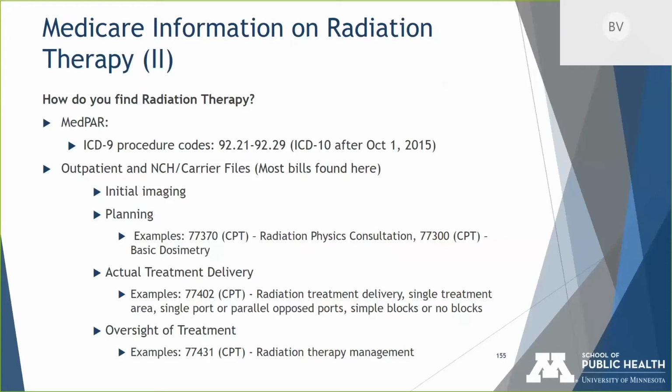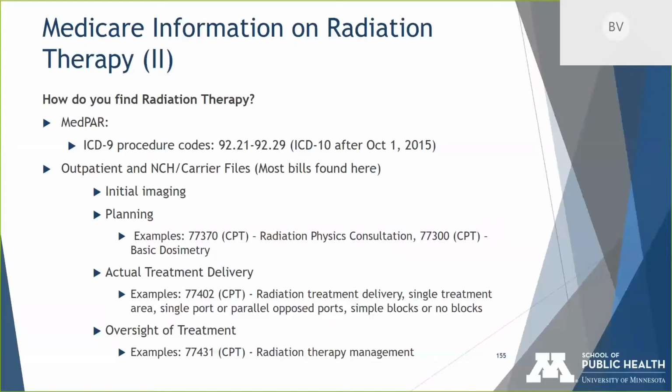So you might ask, well, how do I actually find radiation therapy within the Medicare data? There's a number of different places. We mentioned before that most bills are found in the outpatient and the carrier files. However, you will find some evidence of radiation therapy within the hospitalization files. These are very general codes and would not allow you to really differentiate between the different types of therapy or the dosing. So if you just need a general measure, you may consider adding the hospitalization information related to radiation therapy into your measure of radiation treatment.